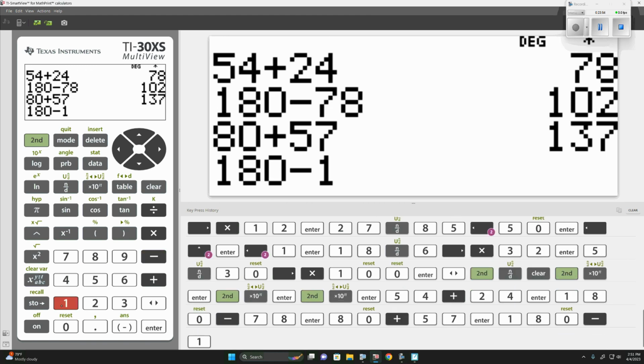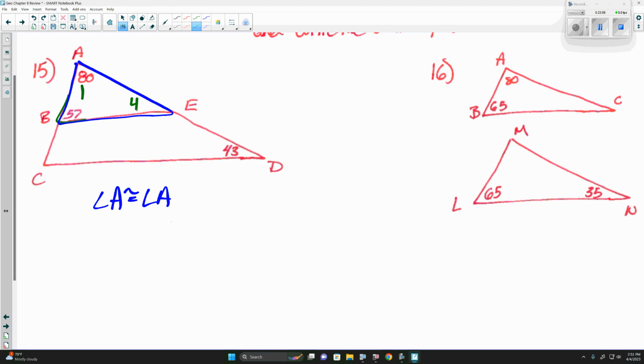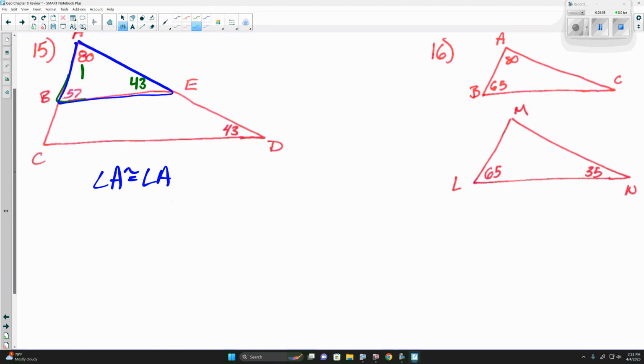180 minus 137 does give us a second set of angles that are congruent. So angle D is congruent to angle AEB. Unfortunately at point E, we have more than one angle, because we have the 43 and then this other angle down here, which is 137. 180 minus 43, because they make a straight line.